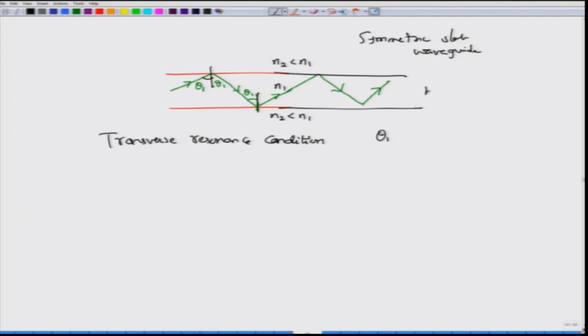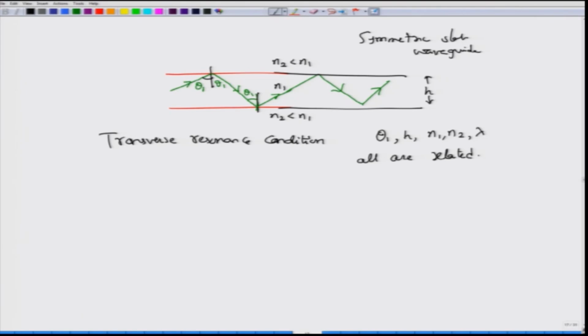So, let me pick the film thickness to be h. If I fix the film thickness h, then theta 1, h, refractive indices N1 and N2, and the light wavelength lambda, all these quantities are related to each other, as we will now see.